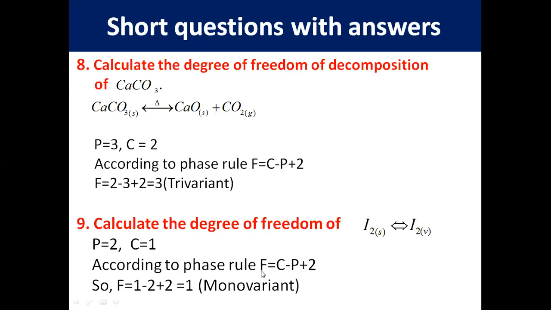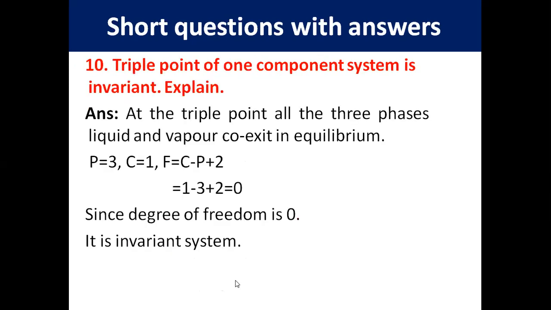So according to the phase rule, F is equal to C minus P plus 2. So F is equal to, component is 1 here, that is iodine, so 1 minus 2, two phases are here, one is solid phase, another one is vapor phase, plus 2 is equal to 1. So the degree of freedom is equal to 1. So the system is monovariant.